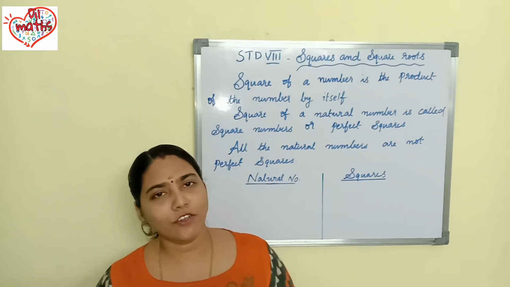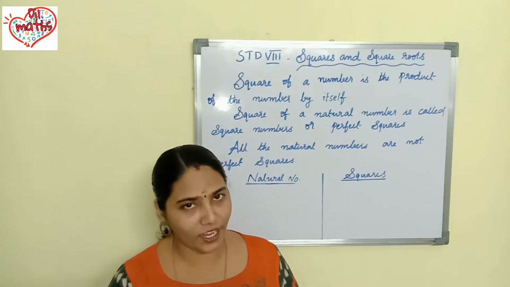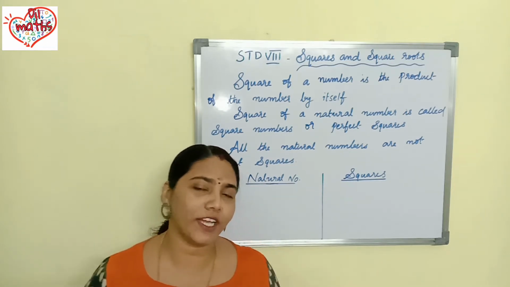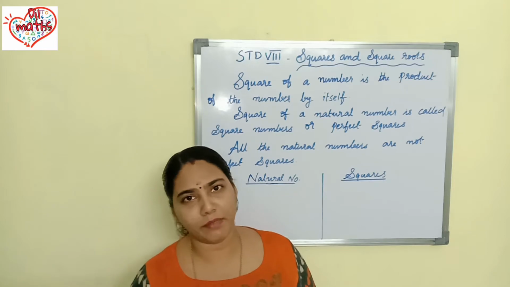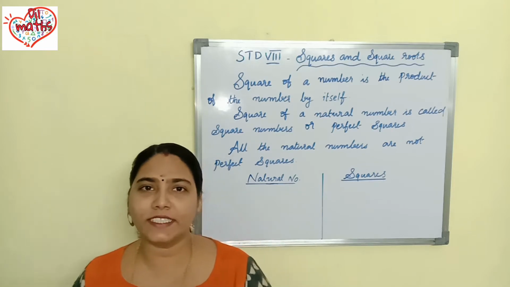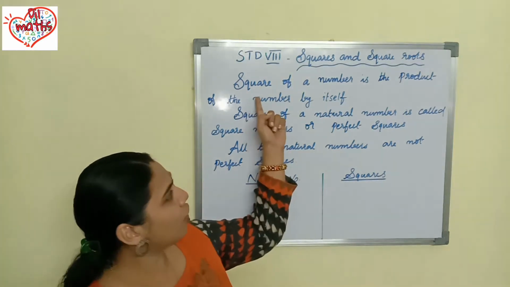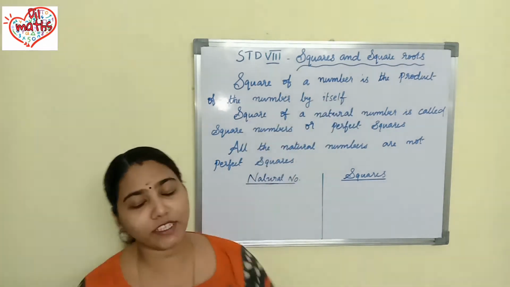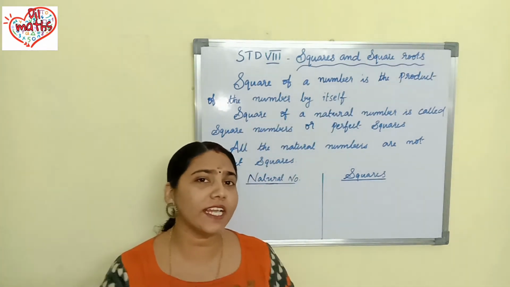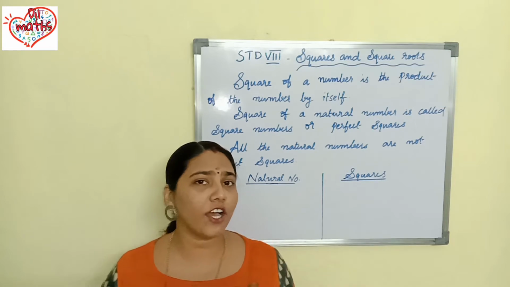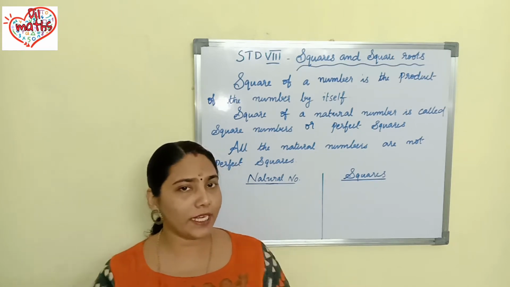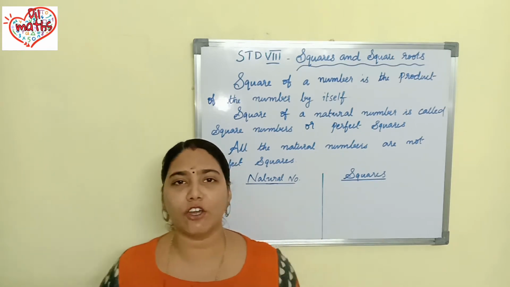8th standard. First we'll check what is the square of a number. Then we'll check how to find out the square root of a number. Okay. So what is a square? The square of a number is the product of the number by itself. If you are multiplying a number by itself, you will get the square of that number.